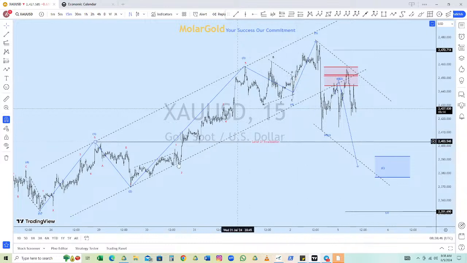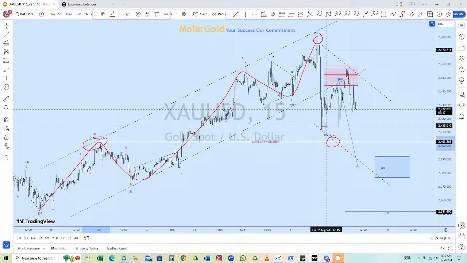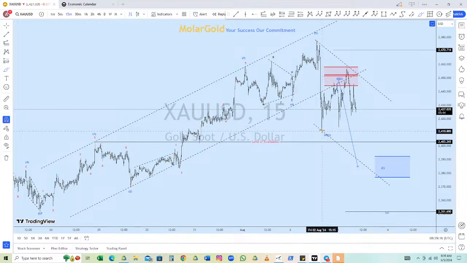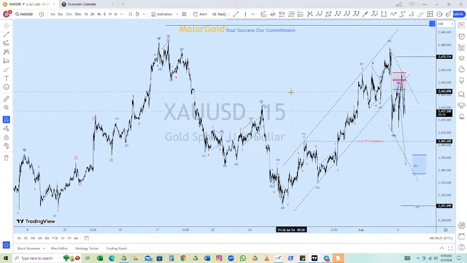Now we look at the other pieces of the puzzle. Once price breaks through this level, it means that we are no longer in this up move, and this up move has completed. So we have waves 1, 2, 3, 4, 5, and it is completed. Once we go through here, it means that the cycle has ended. Then that would push us into a very big move.